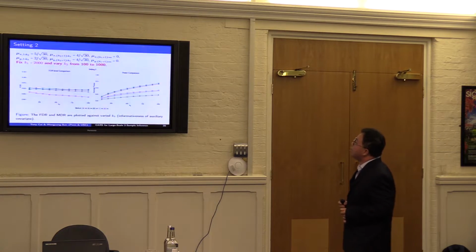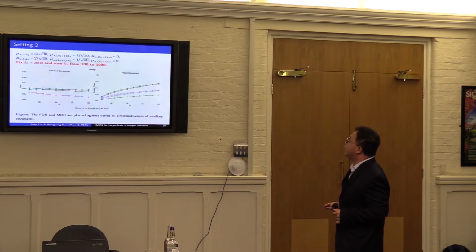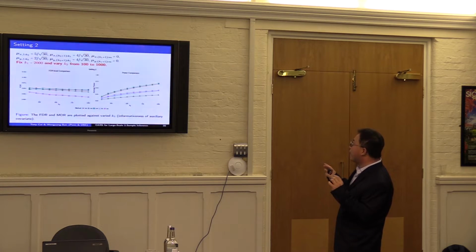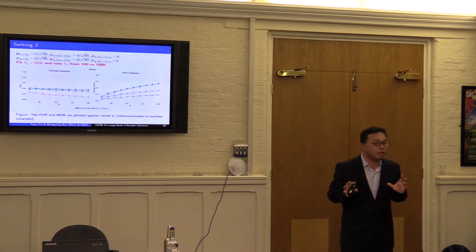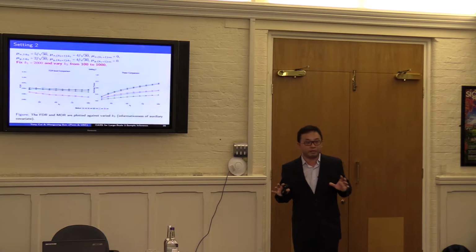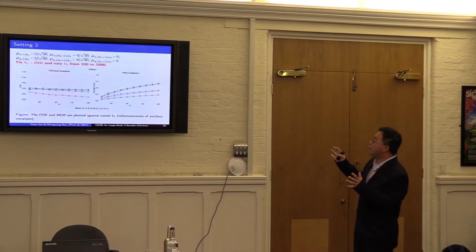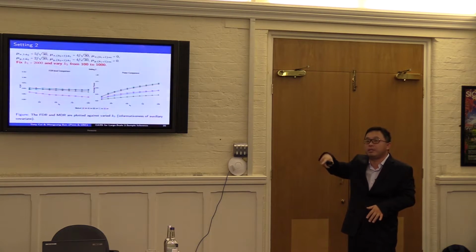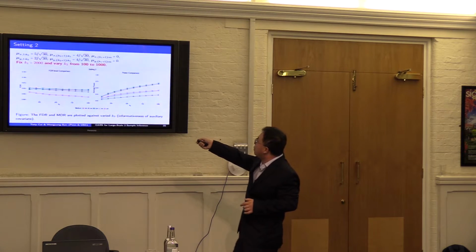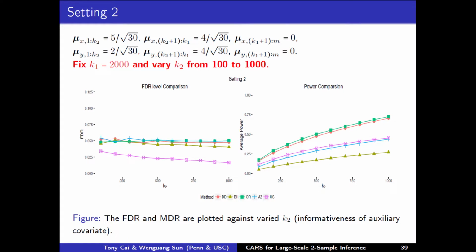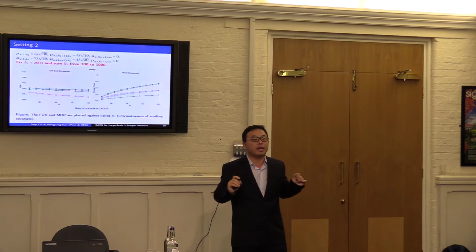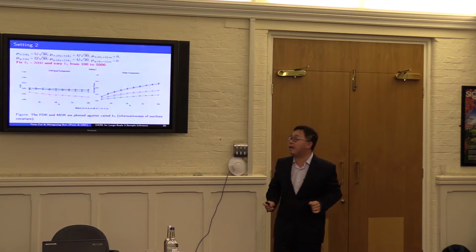In the second setting, we try to investigate the effect of the informativeness of the side information, or the informativeness of the union support. If you still remember Tony's previous slide, you have two columns and you have this union support. K1 is the number of non-zero coordinates, so K1 is actually the union support. And K2 is the number of locations with varied effect sizes.